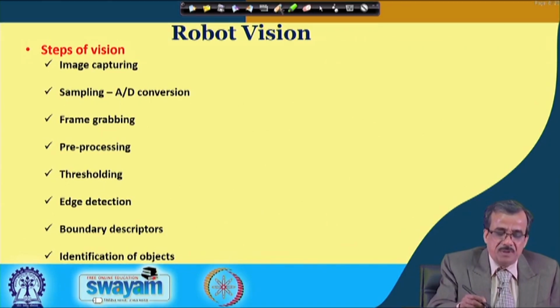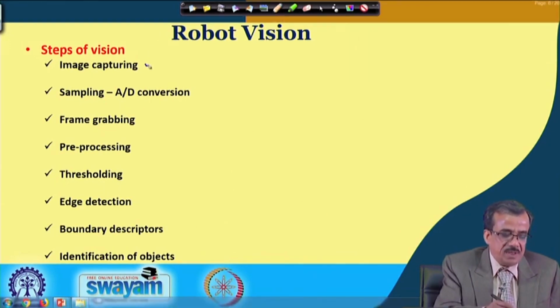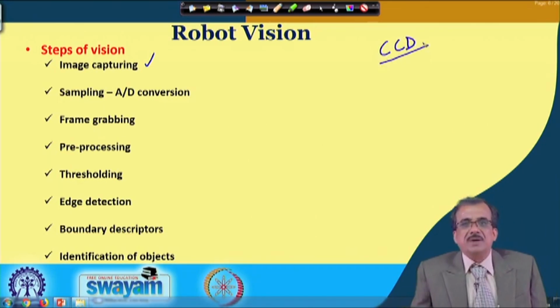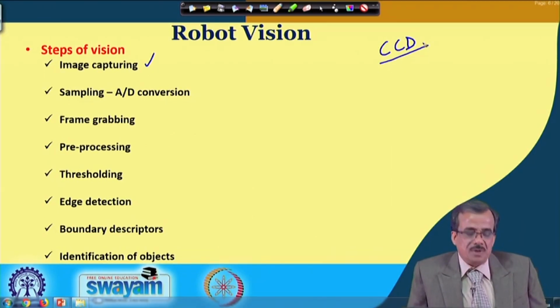So, the first step is image capturing. We use one CCD camera, like a charge coupled device camera, just to collect information of this particular environment. Now, the quality of this particular image depends on a number of parameters. For example, it depends on the level of illumination while taking that particular picture or snap.